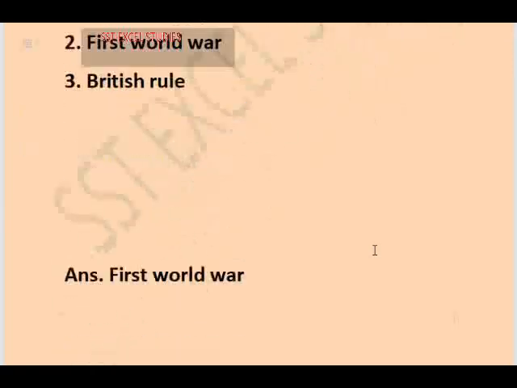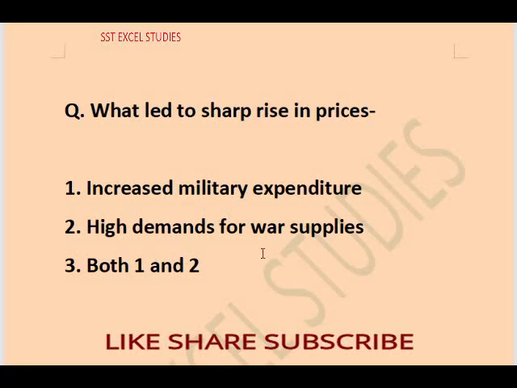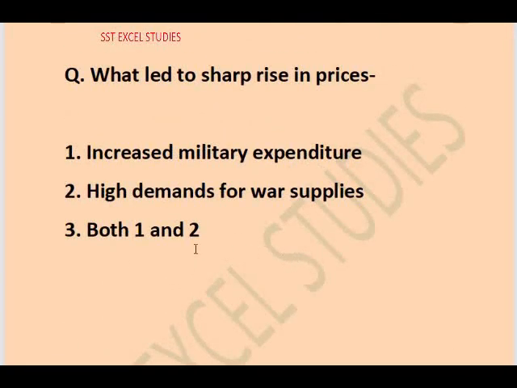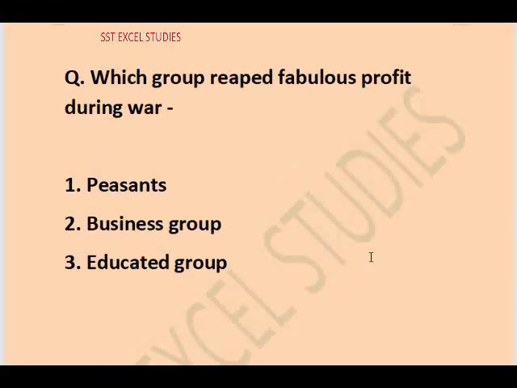Next question is, what led to sharp rise in prices? Options are increased military expenditure, or high demand for war supplies, or both 1 and 2. Answer is both 1 and 2. Increased military expenditure as well as high demand for war supplies. Both were the reasons for sharp rise in the prices of basic requirements, which created a lot of difficulties for common people.